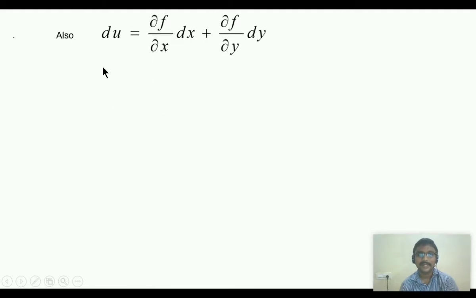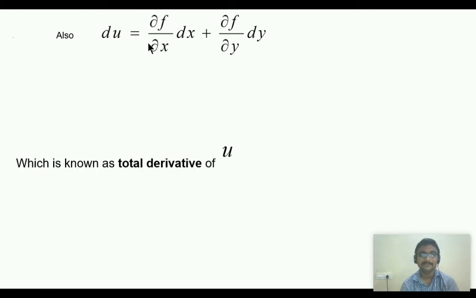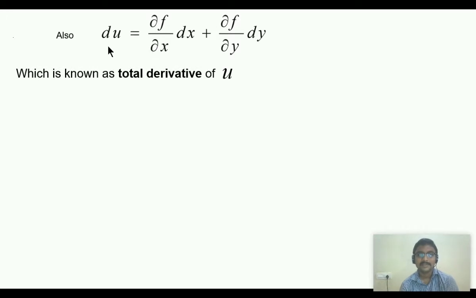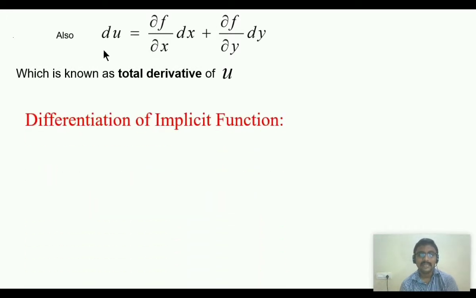Also, the total derivative is given by du is dou f by dou x into dx plus dou f by dou y into dy, because u is a function of f of x, y. So the total derivative formula can also be taken as du equals dou f by dou x into dx plus dou f by dou y into dy, which is known as the total derivative of u.